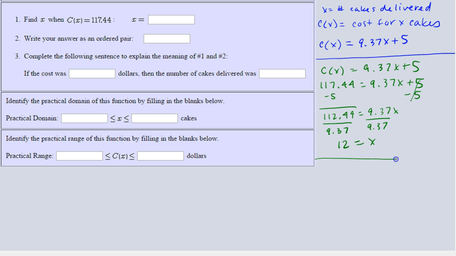Now let's fill in the information up here. So we have x equals 12. So 12 cakes have a total cost of $117.44. As an ordered pair, we write our parentheses, first our input of 12, then our output of $117.44. And now we'll complete the sentence. If the cost was $117.44, then the number of cakes delivered was, and that was our input value, 12.